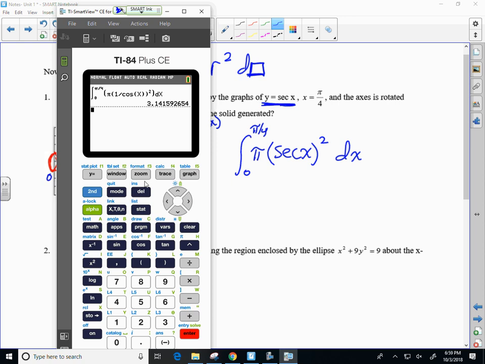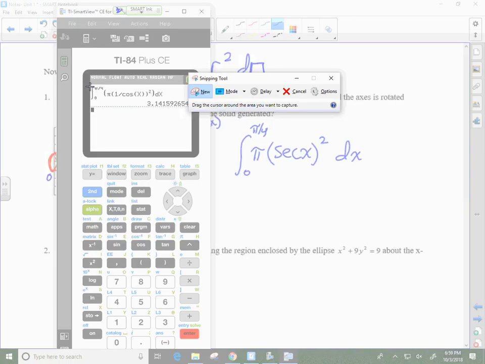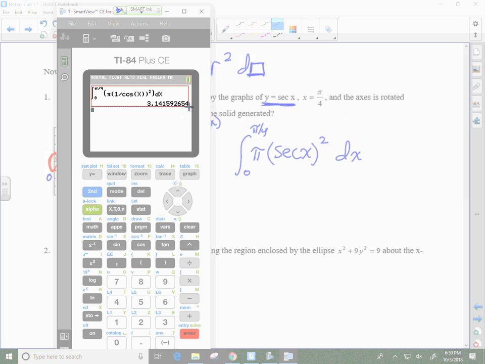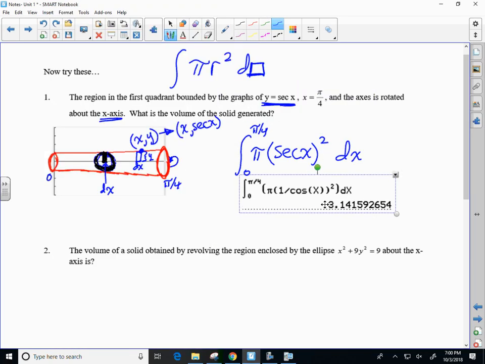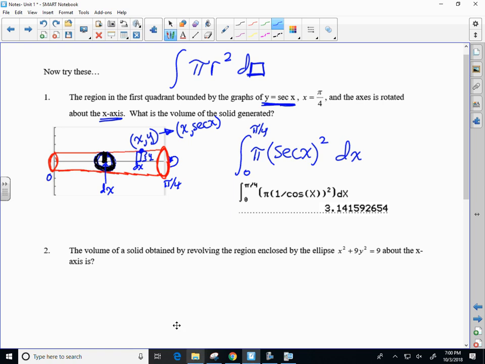So enter, and of course you get pi, because if it's something that you could do by hand, the odds were that we were going to get something that was recognizable. Pi over 2, something along those lines. Right, so that is the volume of that entire quasi-cylinder.